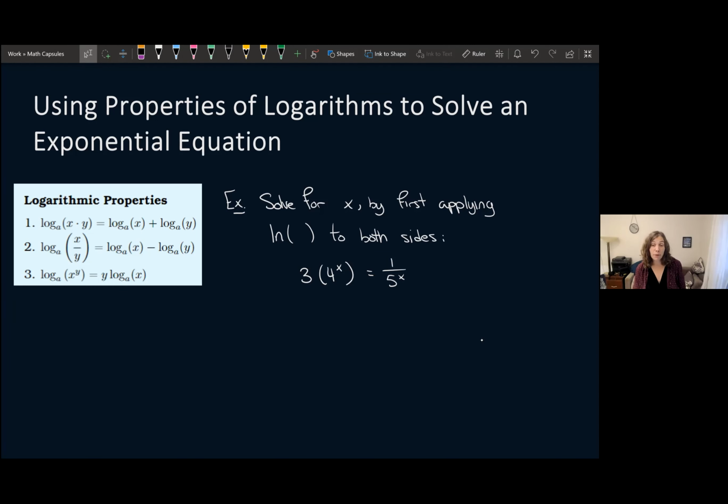We're going to use the properties of logarithms to solve this equation. 3 times 4 to the power of x is equal to 1 over 5 to the power of x. Now, there's more than one way to solve this equation, but what I want you to do is start by applying a natural logarithm, ln, on both sides, and then use the properties of logarithms to try and pull it apart as much as you can.